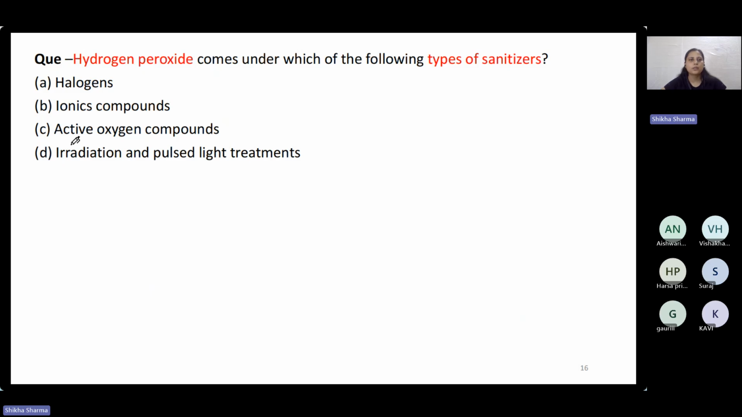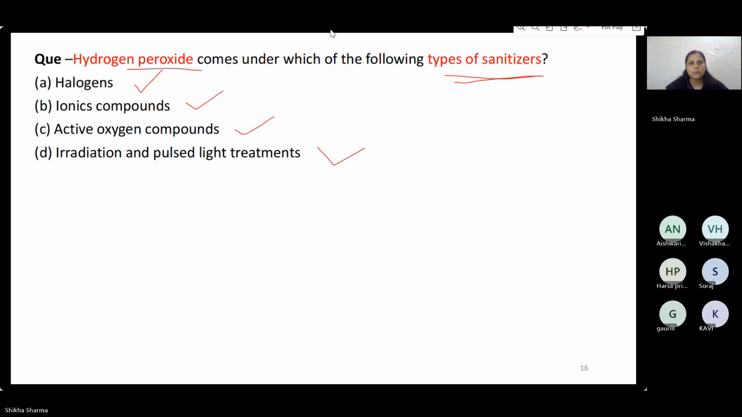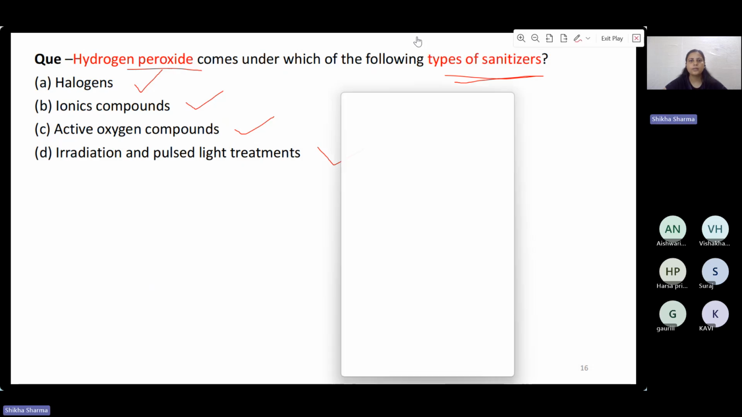Let's see the next question about sanitizers. Hydrogen peroxide comes under which of the following types of sanitizers? Halogen, ionic compounds, active oxygen compounds, irradiation and pulse light treatments. So would anyone like to answer?